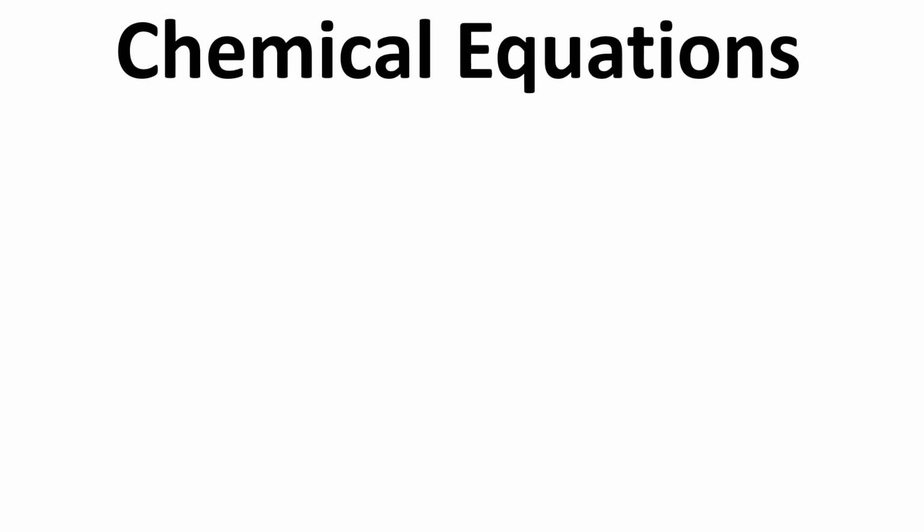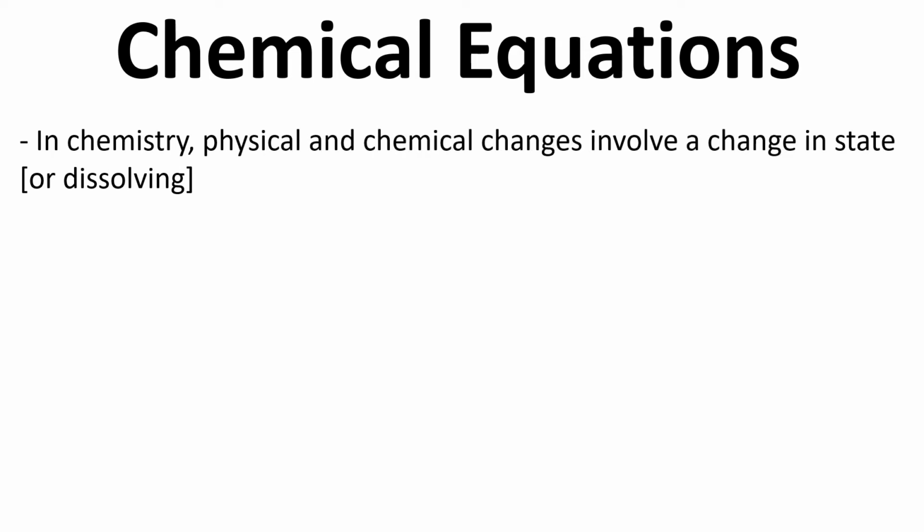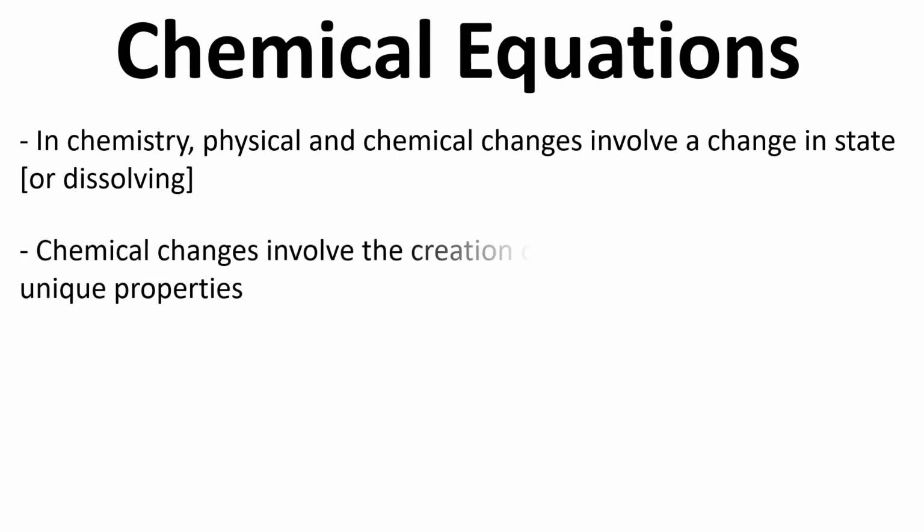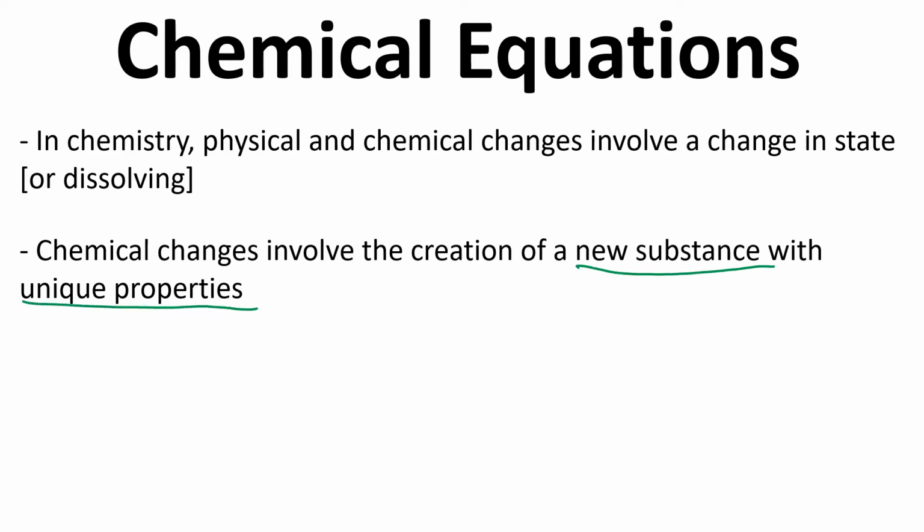In this video, we're going to look at some chemical equations. So let's start off in chemistry. Physical and chemical changes involve a change in state, or dissolving, because dissolving isn't really one of our three states. We'll talk about that in a bit. Chemical changes involve the creation of a new substance with unique properties.